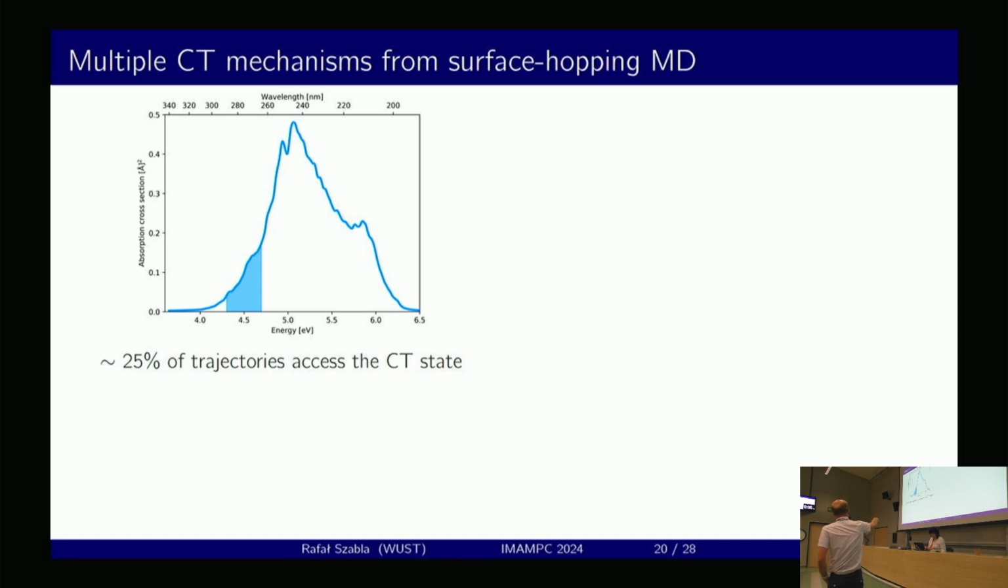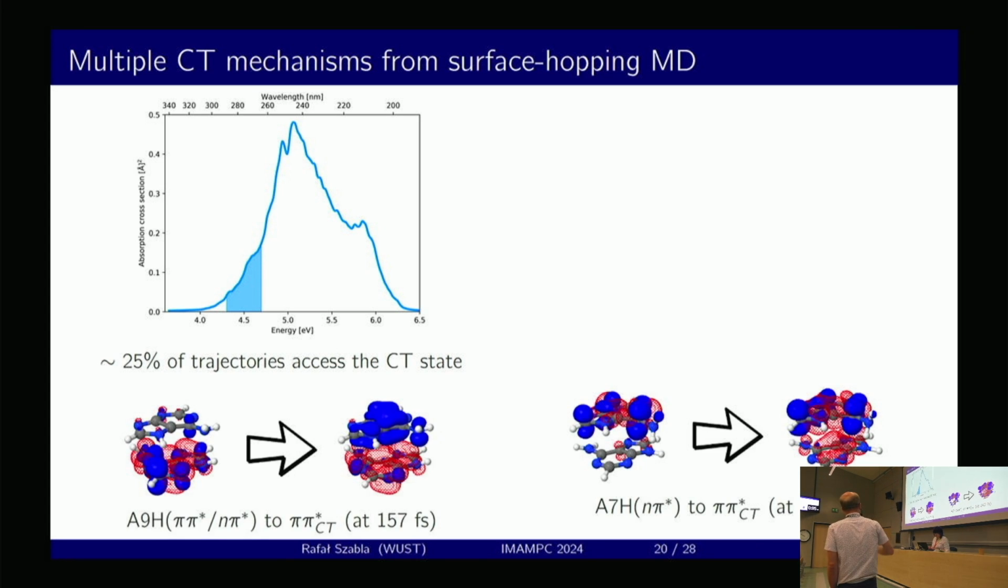Intriguingly, 25% of them accessed the charge transfer state, even though we made sure to excite in the low energy range of the spectrum, so that we populate primarily or only S1, not to see some bias from high energy states. And these are really the processes that we wanted to see. These are examples of two trajectories. We had about 11 or 12.